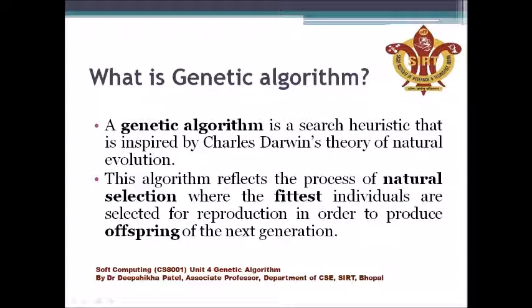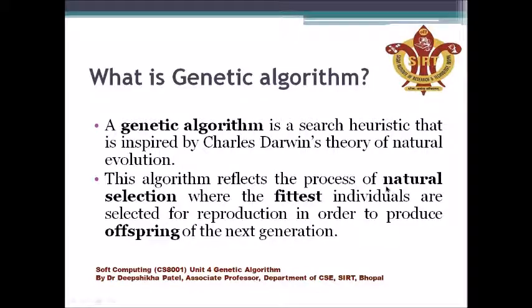So when it comes to soft computing, evolutionary computing is one of the important components of soft computing, and genetic algorithm is one implementation of that evolutionary computing. Basically, there were three implementations of evolutionary computing, and genetic algorithm is the one that survived. This algorithm reflects the process of natural selection, where the fittest individuals are selected for reproduction in order to produce offspring of the next generation.